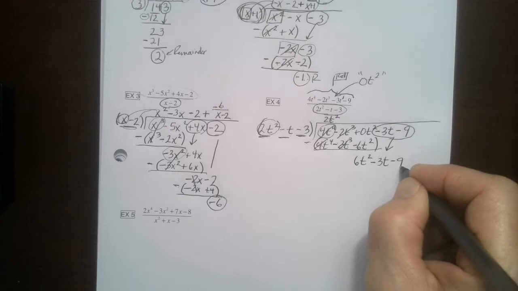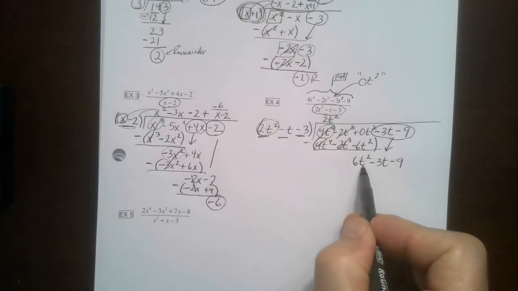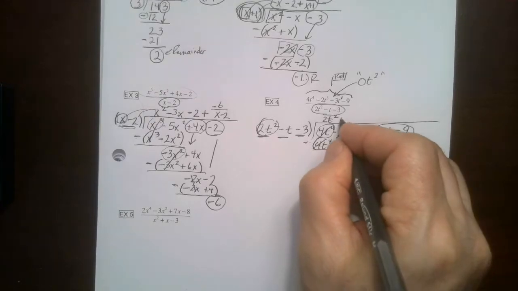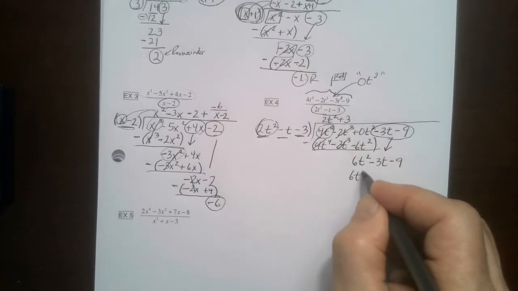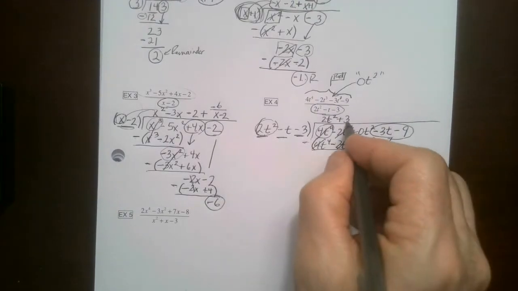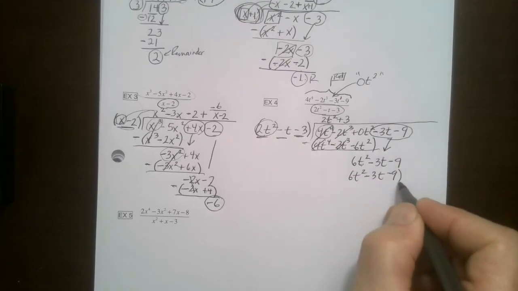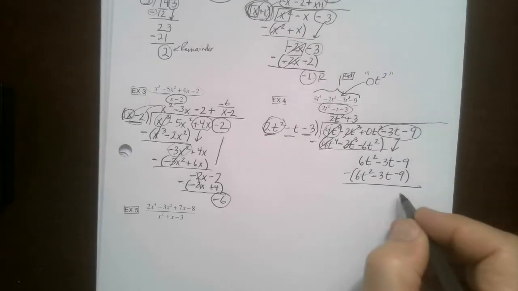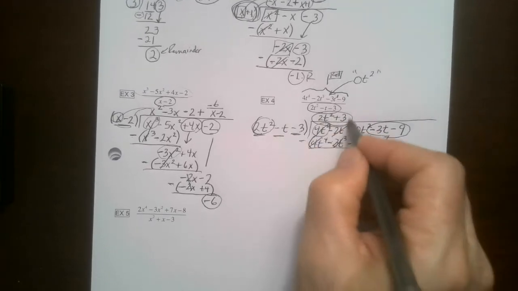And then there we go. Now we just start again. What times this gives me this? Well, that would be just a 3. So this times this gives me 6t squared. This times this gives me negative 3t. This times this gives me negative 9. Now notice all these things match, which means if I subtract it, all I'm going to get is 0 remainder, which means this is my answer.